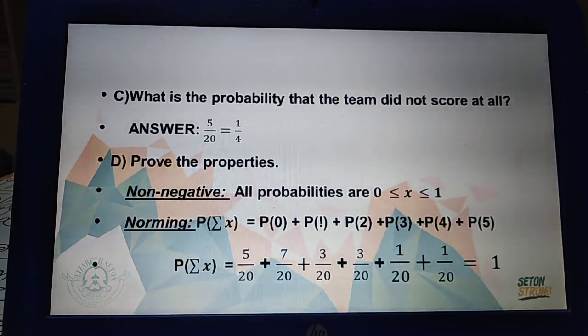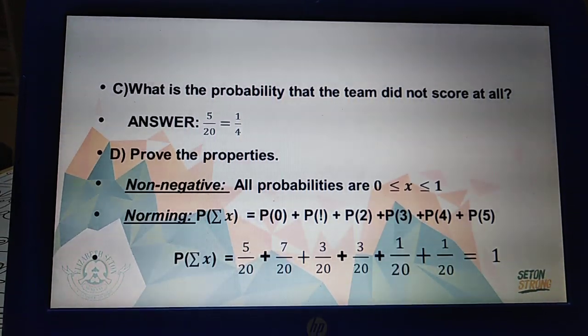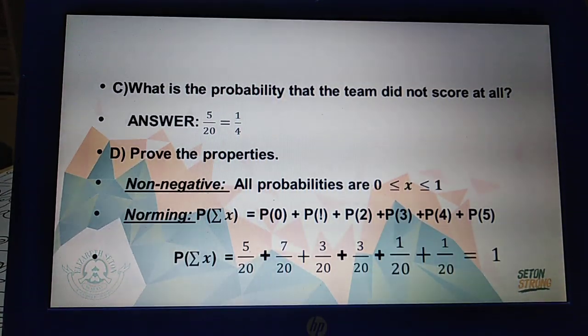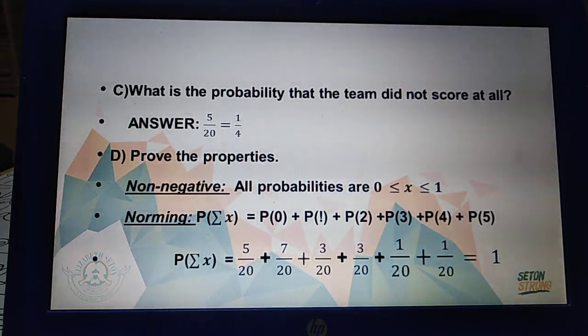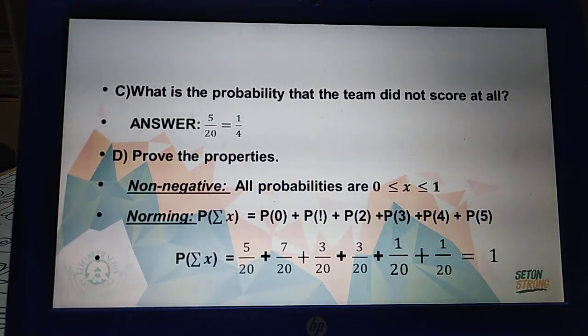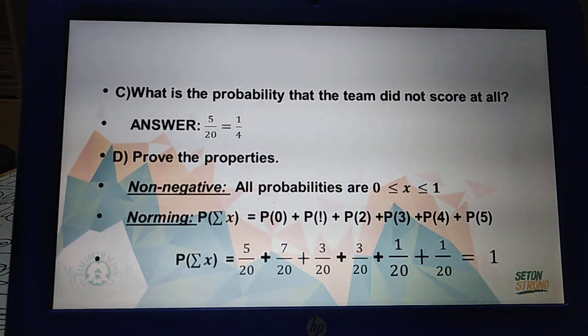And lastly, you were asked to prove the properties. Non-negative, we have noticed that the probabilities of all these random variables are greater than 0 but less than 1. And to prove the norming property, we added all the probabilities, and adding all the probabilities, we were able to get 1.